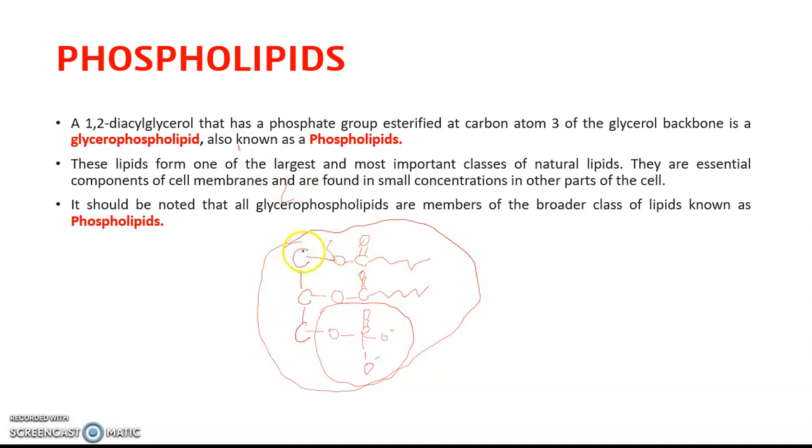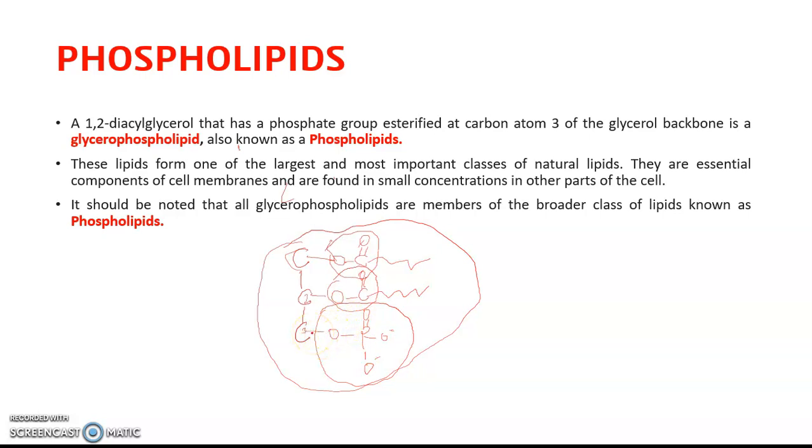So we have, this is carbon 1, carbon 2, carbon 3. So we have the esterification here, which makes it a monoacyl. We have another esterification which makes it a diacyl. Then the phosphate group makes it a phospholipid. So the name is derived from the glycerol and the phospholipid. That's why it is called glycerol phospholipids.